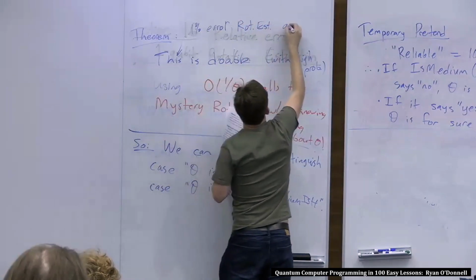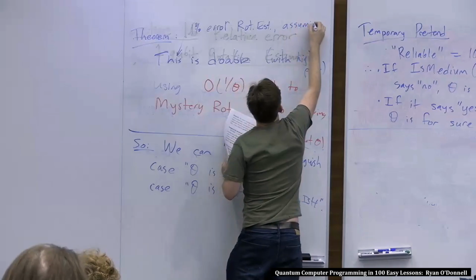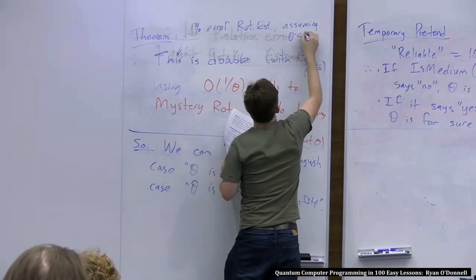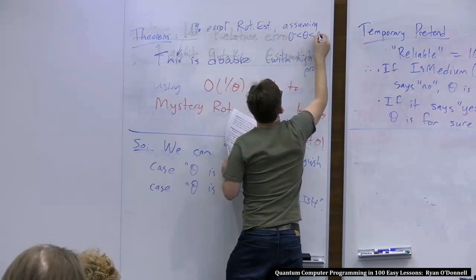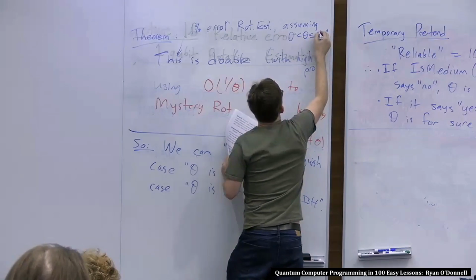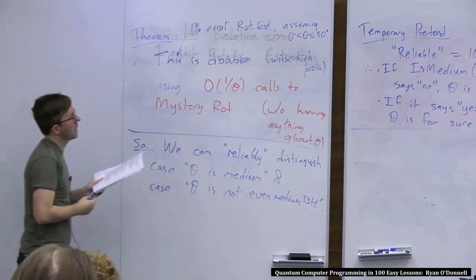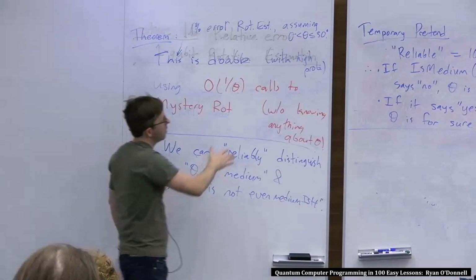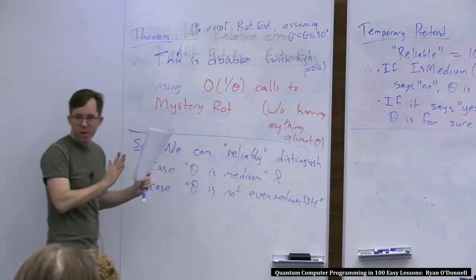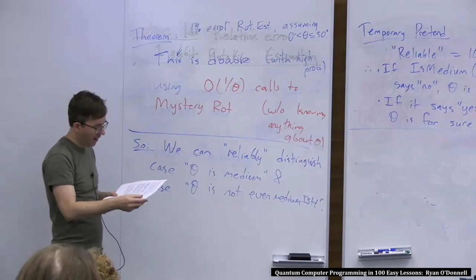And it was assuming that the angle was between 0 and 30 degrees. You might say, wow, we spent a long time trying to detect if it's medium, but we're already assuming that it's smaller than 30 degrees. Well, this is where the pieces are going to come together.